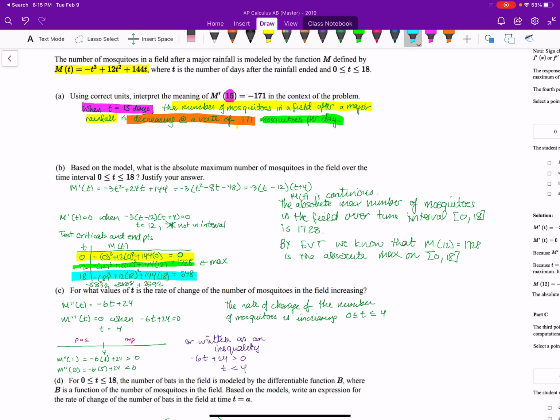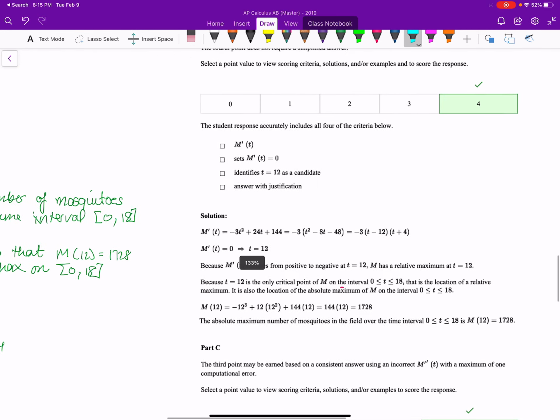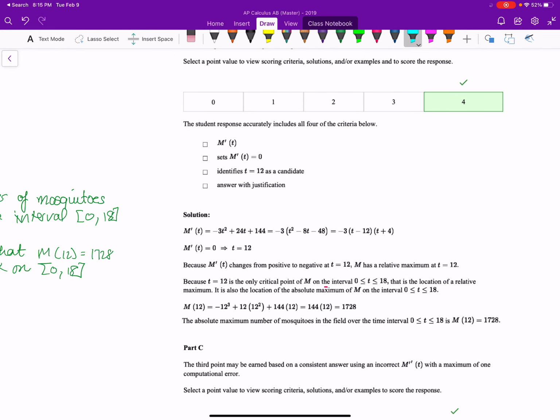And by the EVT, we know that M of 12 is the absolute maximum of that. Now, I think they did it slightly different. They showed and justified that you have a local maximum by showing what happens to the left and to the right. It changes from positive to negative. And then they said that they tested the endpoints, but they didn't show that explicitly.